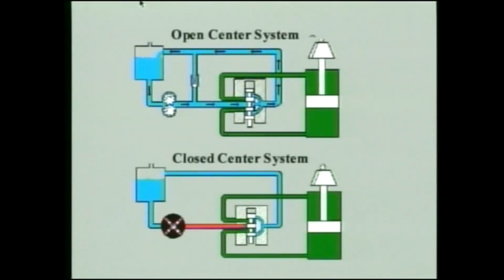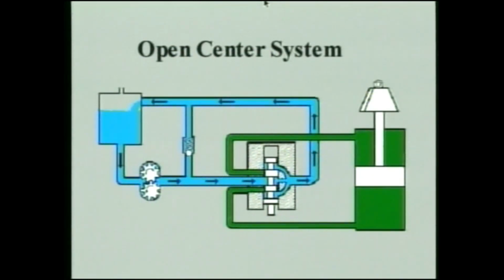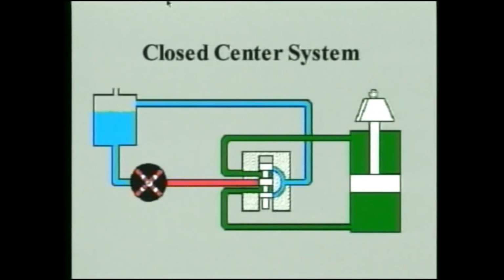The top circuit is called an open-centered system. It allows oil to be freely pumped back to the reservoir under very low pressure when the valves and cylinders are not being used and the spool is in the neutral or centered position. The bottom circuit is called a closed-centered system. Oil flow is stopped at the spool and pressure remains high at no flow. In this video, we will limit our discussion to open-centered systems.